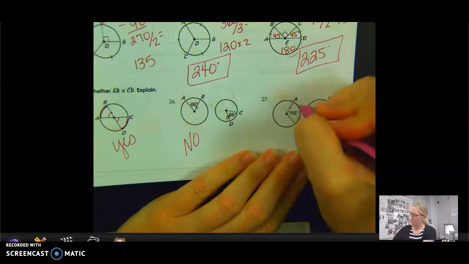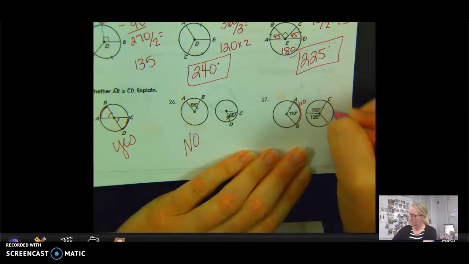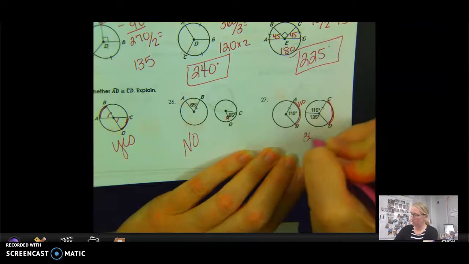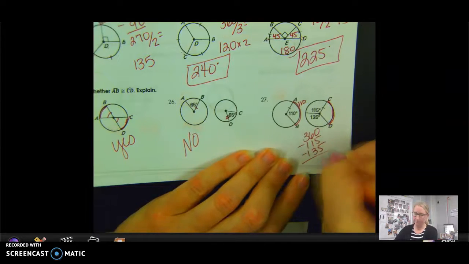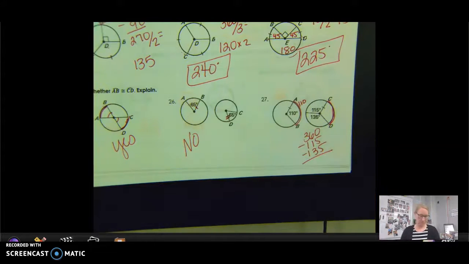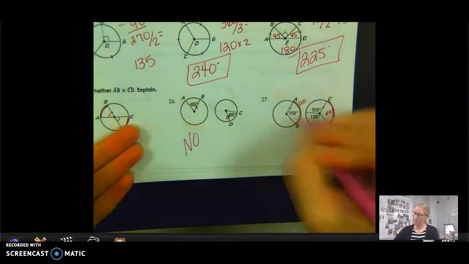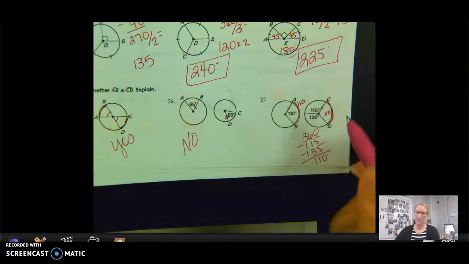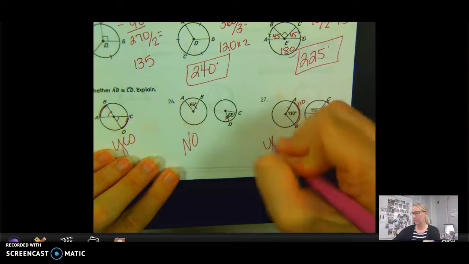Next one, A to B, in this case would be 110. C to D, in this case would be the 360 all the way around, minus the 115, minus the 135. So 360 minus 115 minus 135. And I get 110 on that. So that is 110. And this is 110. And they also showed me that the radius are equal. So that means that they are congruent circles. So this one would be a yes.